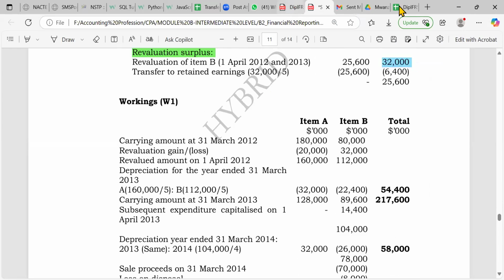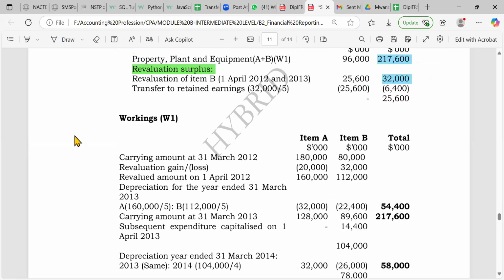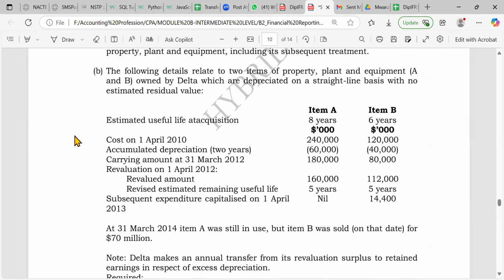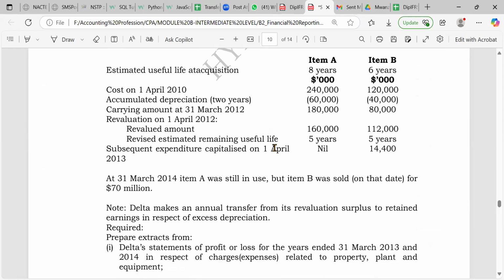Let's go to item A. I think we're not done with something on item A, because we can see here we also have additional things, but this is for the other year now. We are done with 2013. Now we go to the year ended 2014. Sorry, on 2013, we still have this subsequent expenditure capitalized on 1st April. Listen, the year ends 31st March.